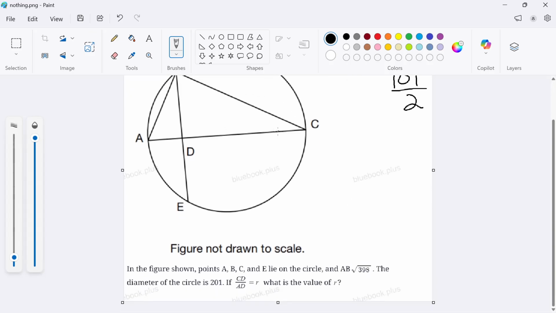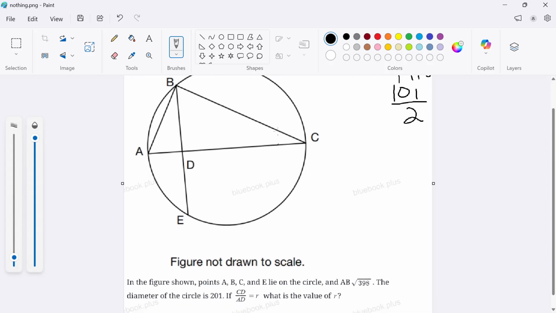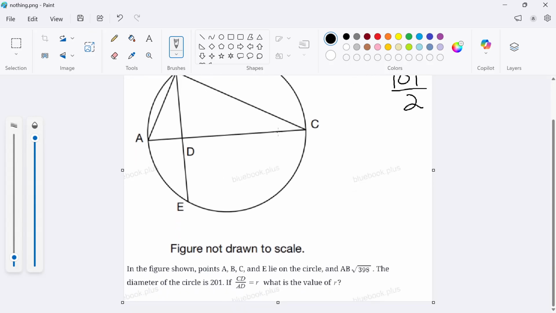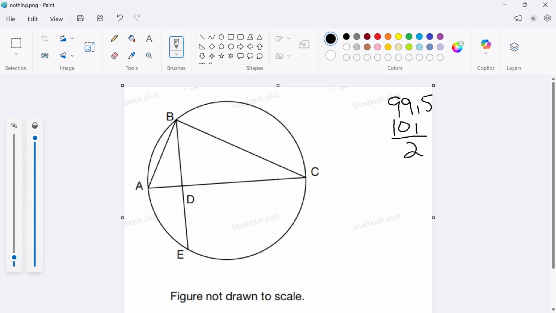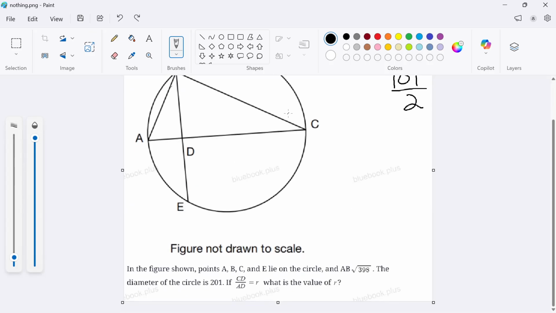See, it says figure not drawn to scale. It says A, B, C, and D lie on the circle, and that's all it says. Well, is this a right angle? It doesn't say. Is this an altitude? Are these right angles? It doesn't say. So there's all kinds of assumptions that have to be made with the given information. And there's also a problem here.